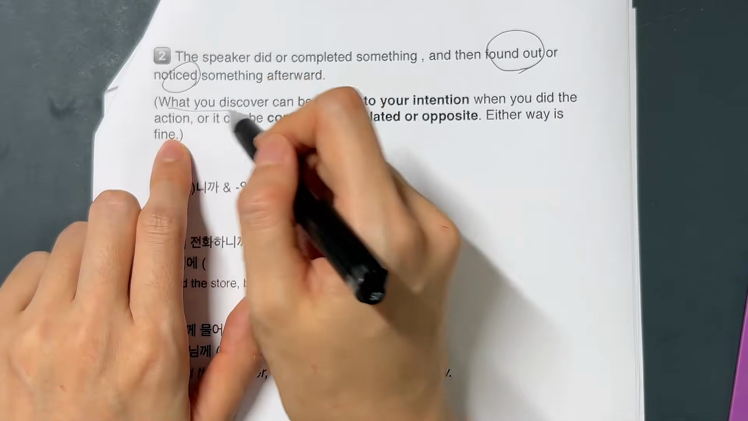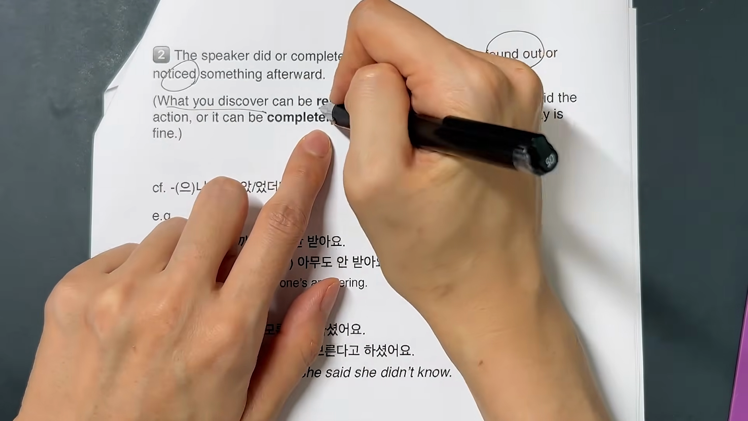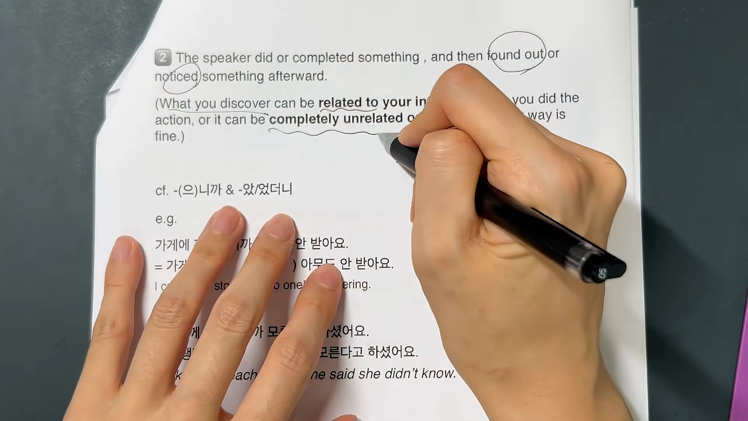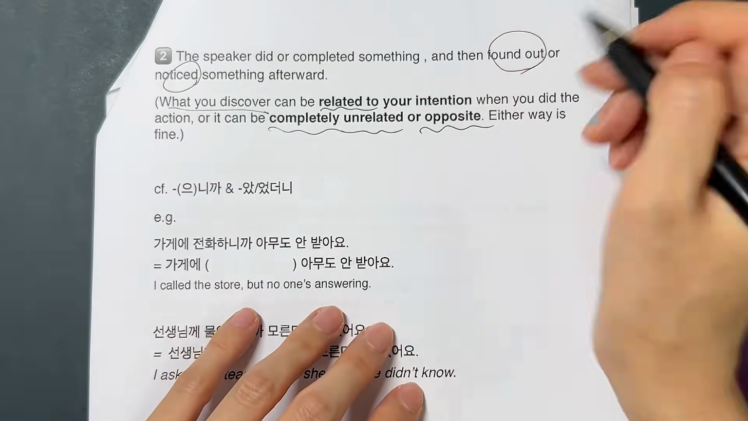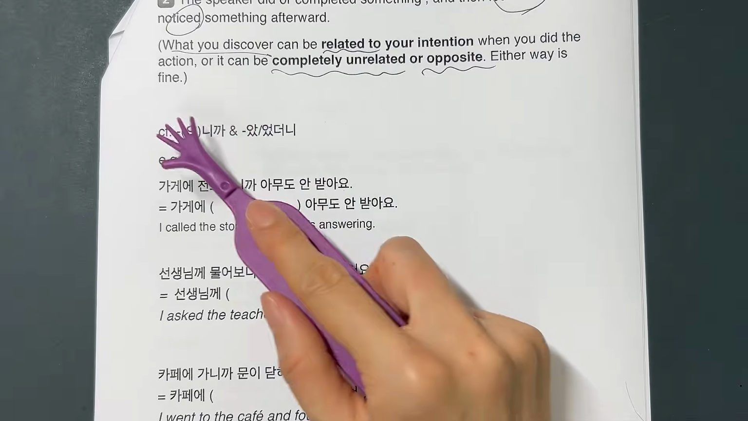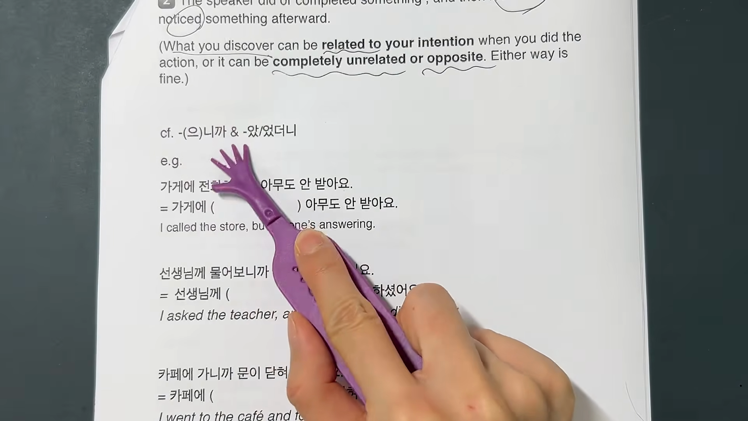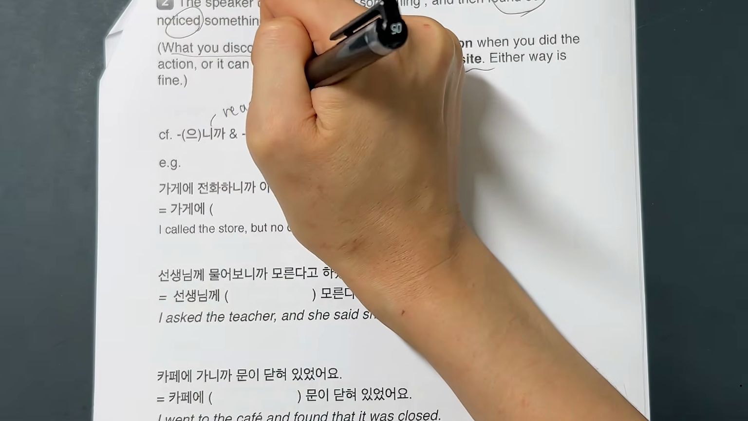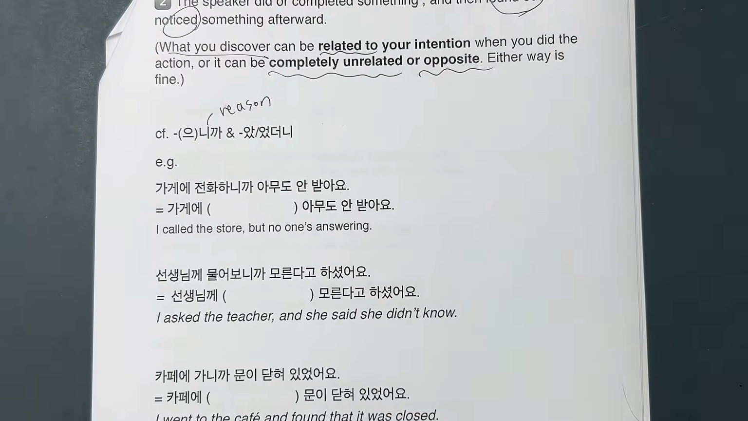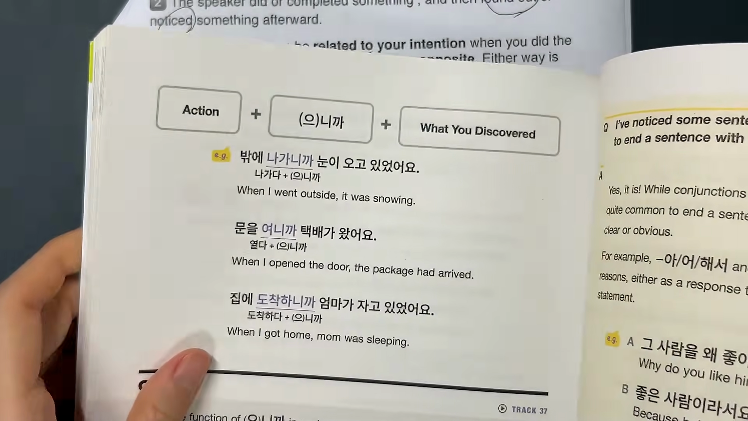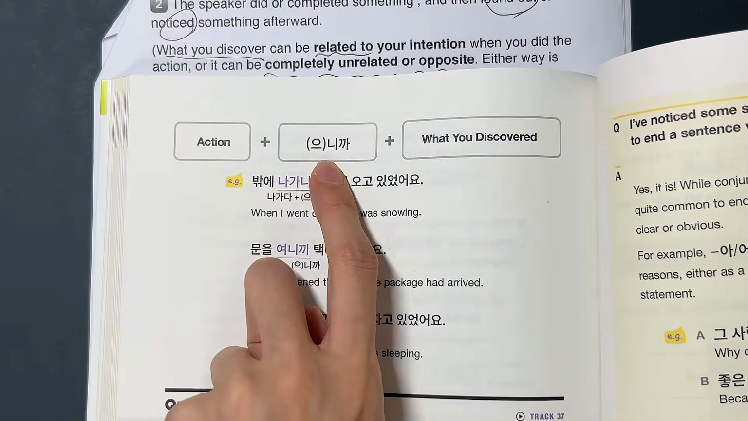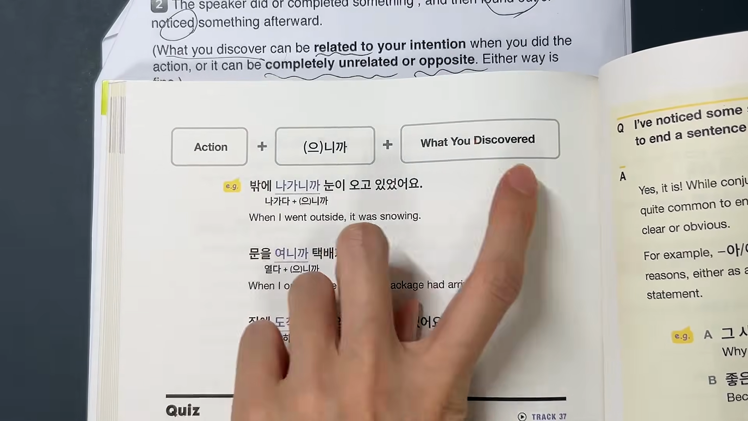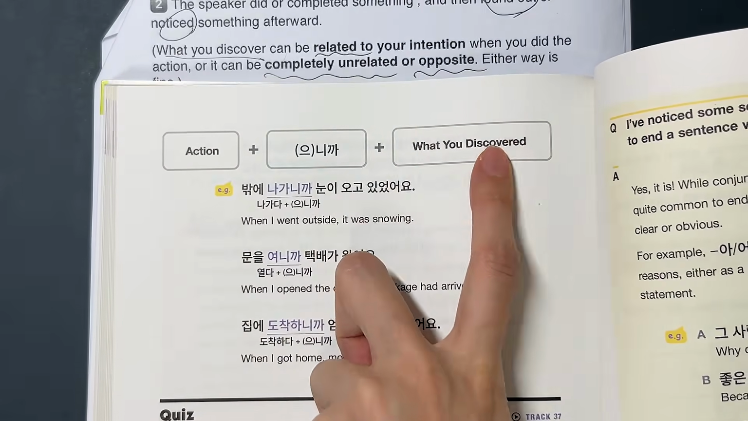And what you discover in the second clause can be related to your intention, or it can also be completely unrelated or opposite to your intention. So I'm sure you guys remember the conjunction 으니까. 으니까's primary usage is to express a reason, right? Like so, since, because. But 으니까 has a second usage, and it can also be used when you do something in the first clause, and then through that action, you discover something in the second clause.